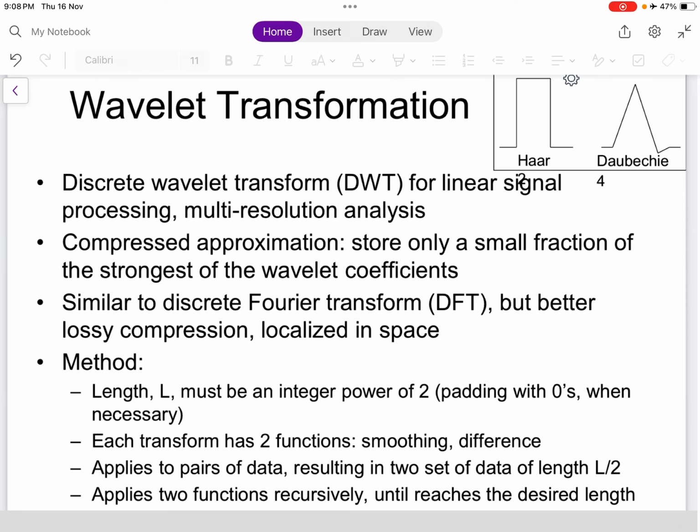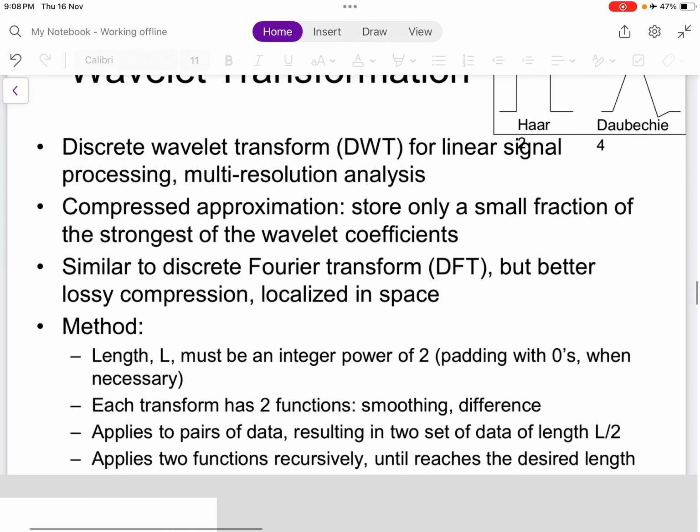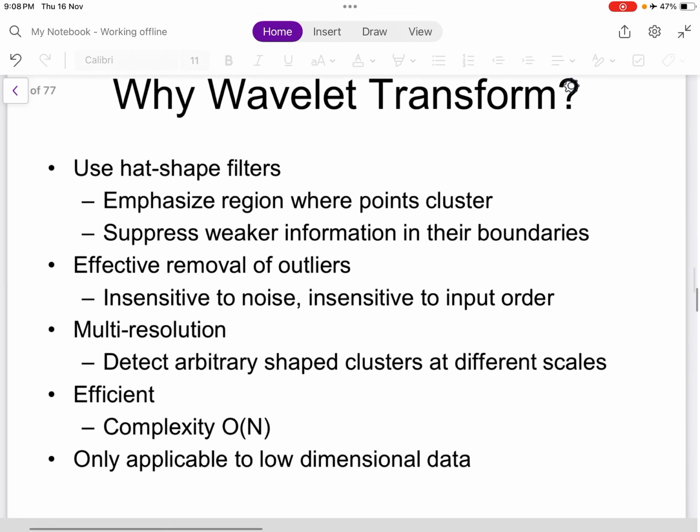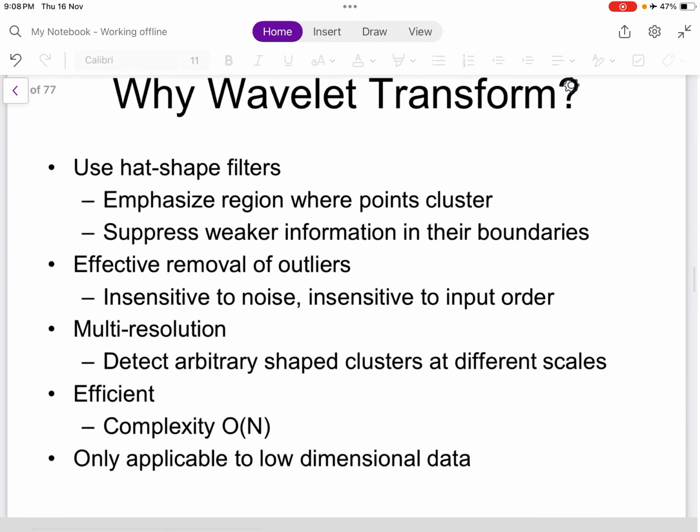discrete wavelet transformation for linear signal processing and multi-resolution analysis. Compressed approximations store only a small fraction of the strongest of the wavelet coefficients. It is similar to discrete Fourier transformation but gives better lossy compression, localized in space. Why do the wavelet transformation?